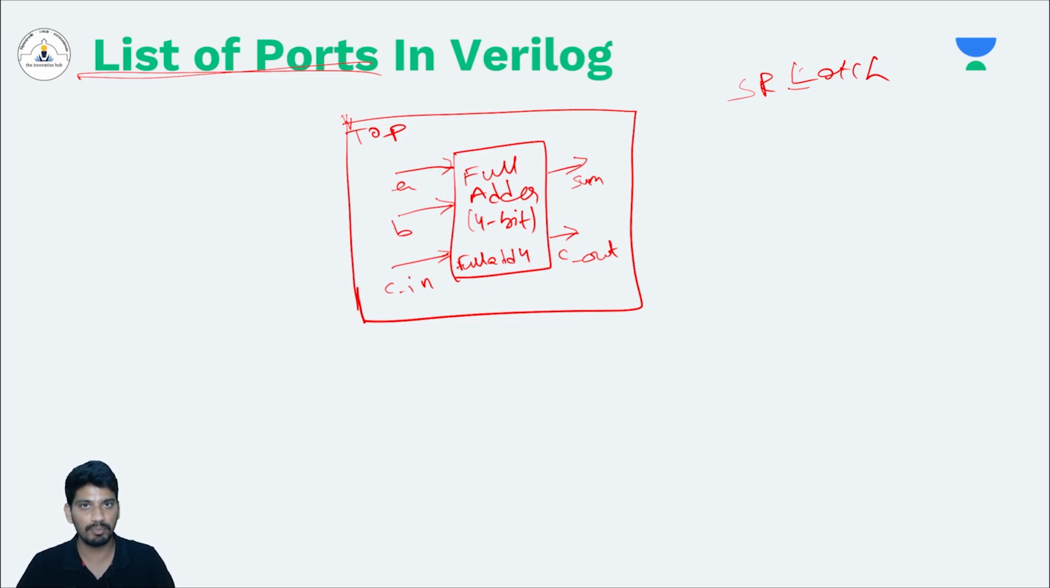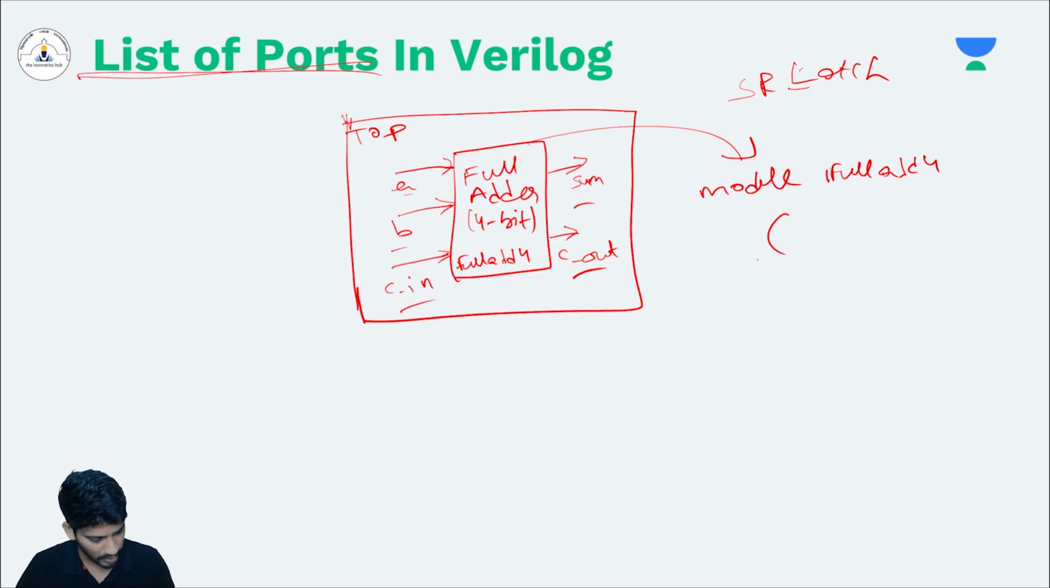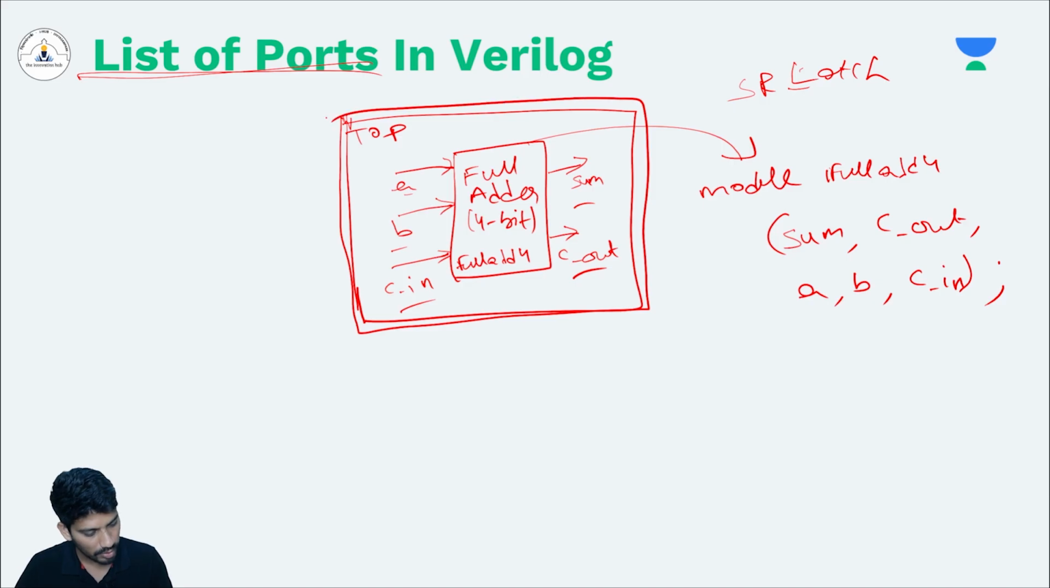So how to write the port list? For the internal module, module full add, whose name is full add 4, the port lists are A, B, C in, sum, C out. So we'll write like this. We'll first write the output sum, C out, comma A, comma B, comma C in, and then close with semicolon. How to write the port list of the top module? Module top. There are no ports. See, so I'm directly closing this. You understand?